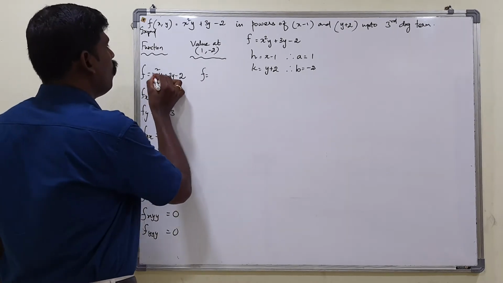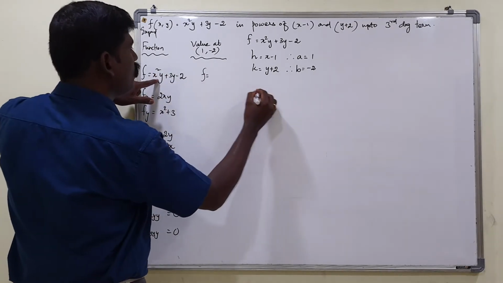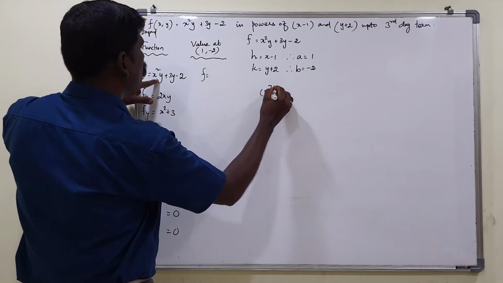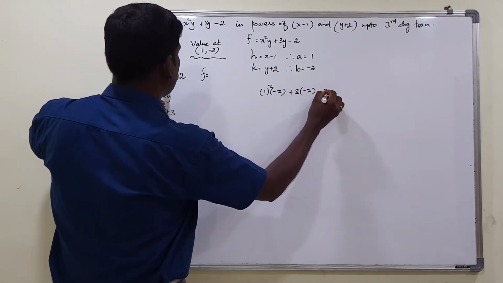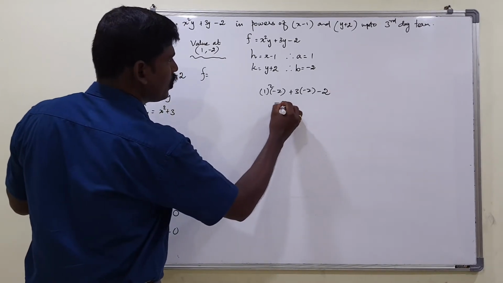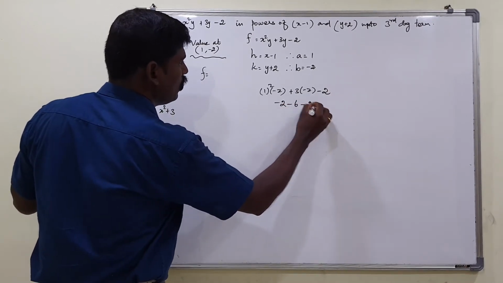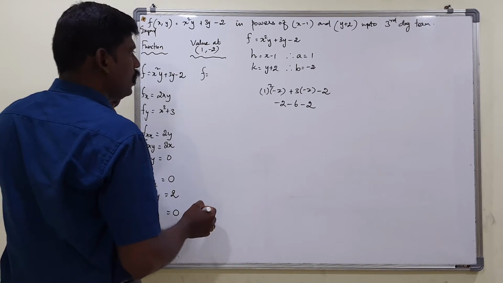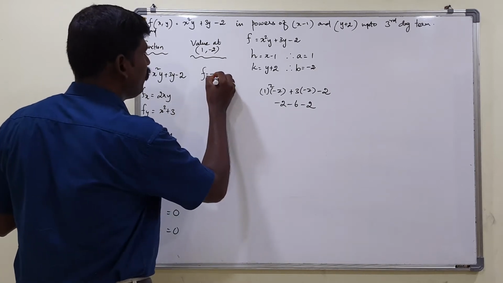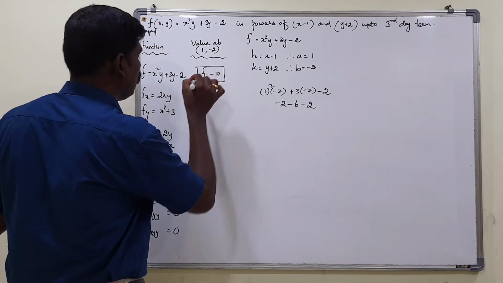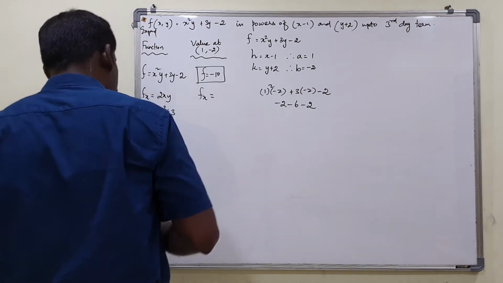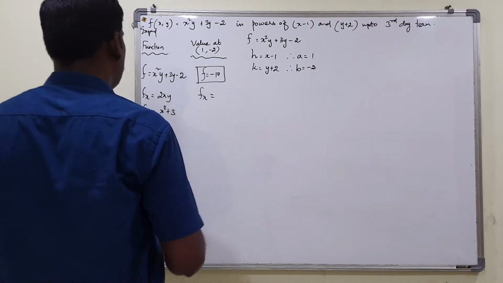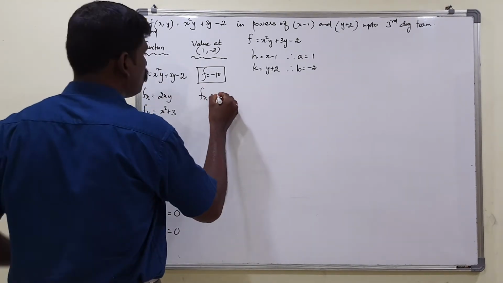So 1 square into minus 2, plus 3 into minus 2, minus 2. So this is minus 2 minus 6 minus 2, isn't it? So minus 6 minus 10. So f is minus 10. Right? What is f_x? 2 into 1 into minus 2, so minus 4.